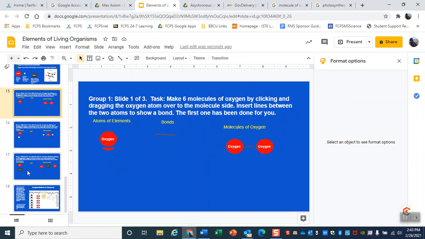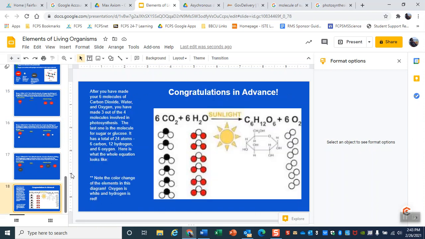And the reason why you're going to make 6 is, 1, so that every person has practiced doing the clicking and the dragging and making them. And then 2, when you make it, you will have made 3 out of the 4 molecules that are present during photosynthesis. So well done, congratulations.